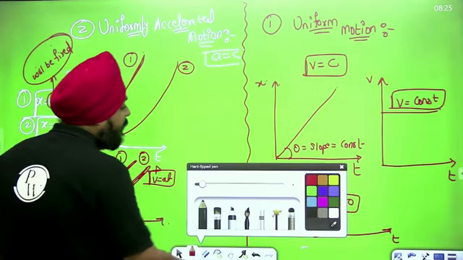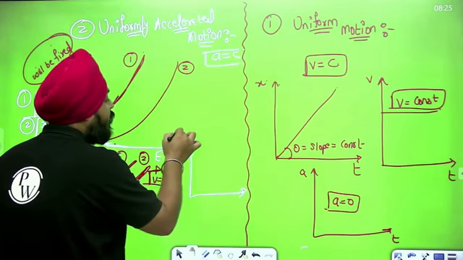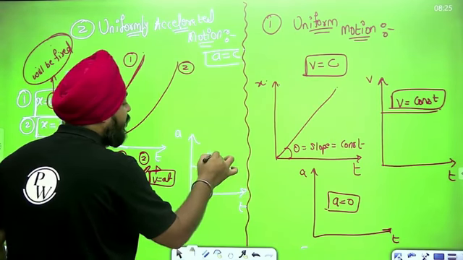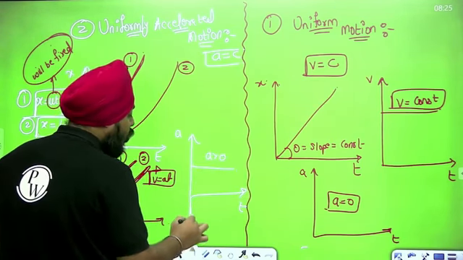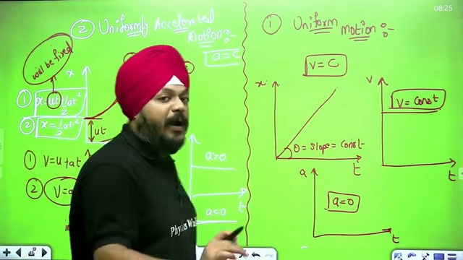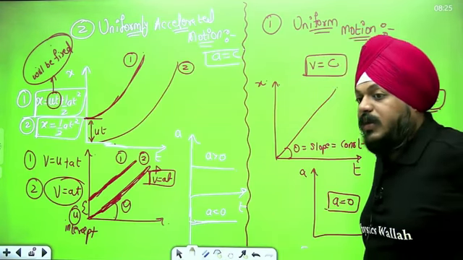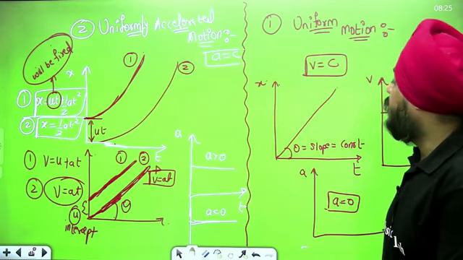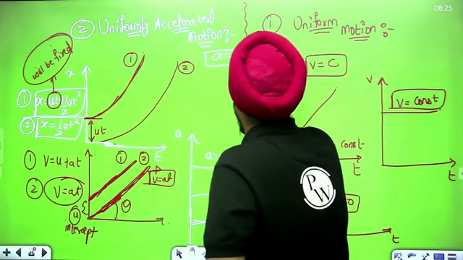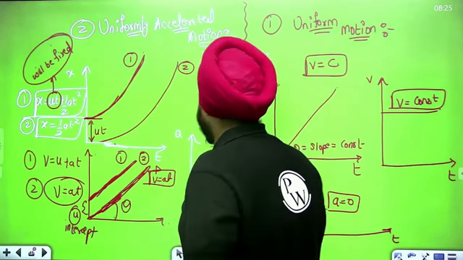Lastly, what will be the acceleration versus time graph? The third graph. Acceleration is constant, right? So either it can be positive, that is acceleration greater than 0, or we are having negative acceleration, that is acceleration less than 0. But the value is going to be constant. So these are the graphs of uniformly accelerated motion.